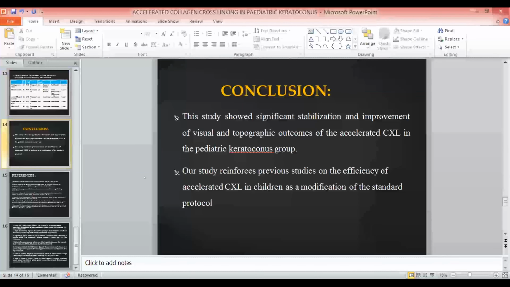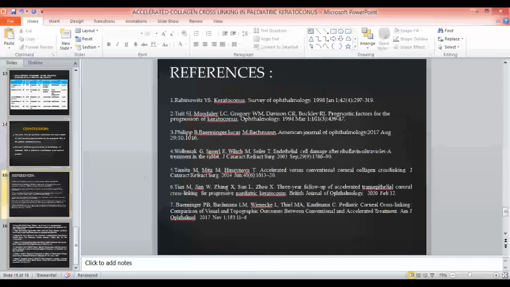So to conclude, this study showed significant stabilization and improvement of visual as well as topographic outcome of accelerated collagen cross-linking in the pediatric keratoconus group. Our study reinforces the previous studies on the efficacy of accelerated collagen cross-linking in children as a modification of the standard protocol. These are my references.